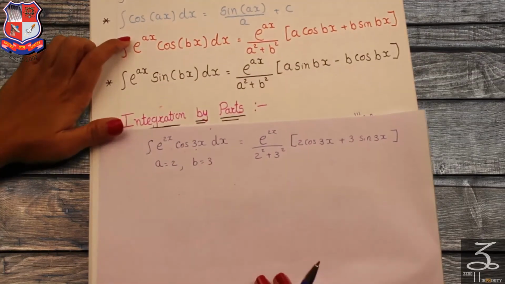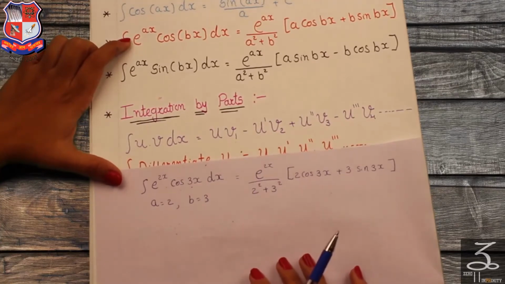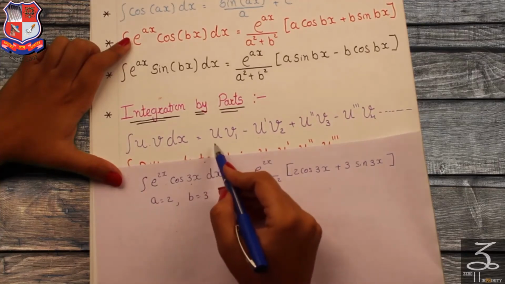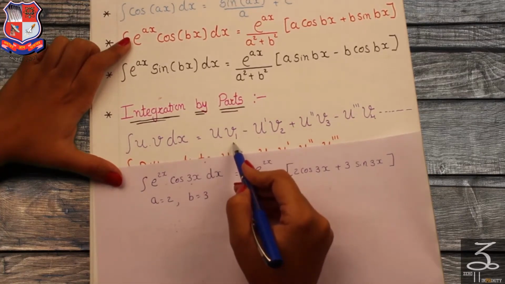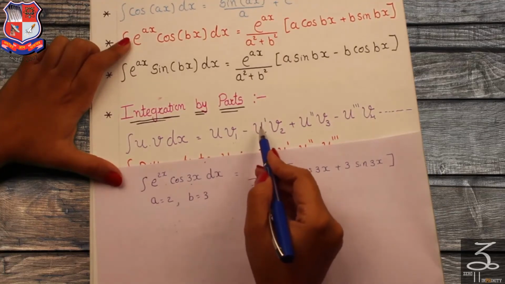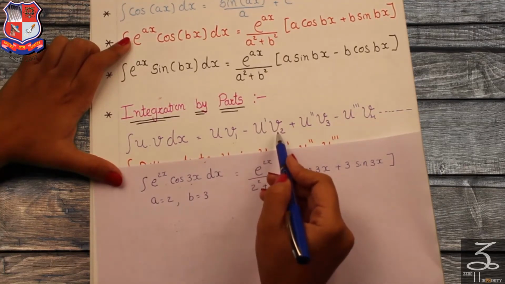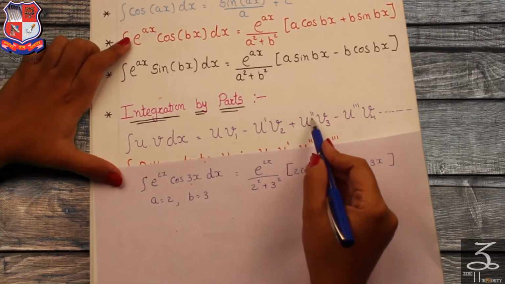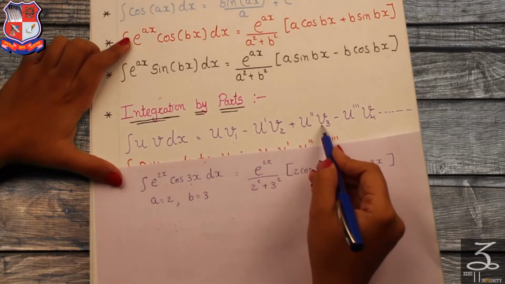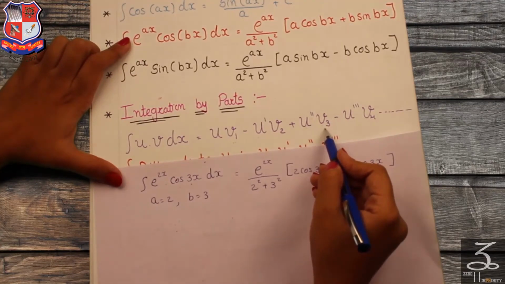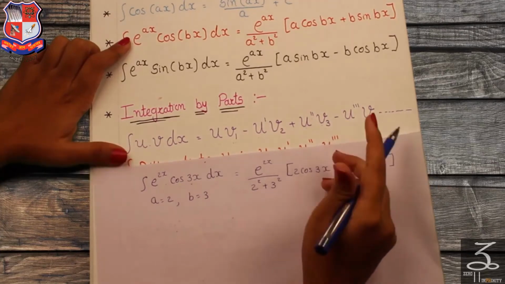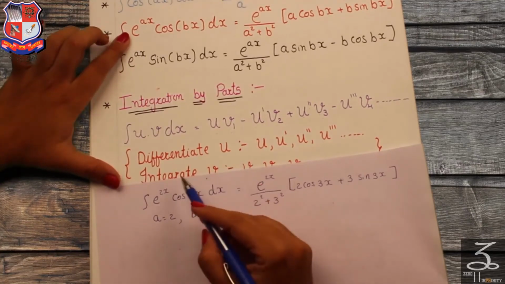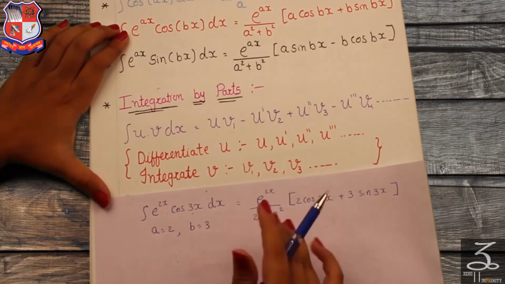If you want to integrate the multiplication of any two functions, we use integration by parts, that is integration of u into v dx is equal to u as it is, integration of v, that is v1, minus differentiation of u, that is u dash, into second integration of v, that is v2, plus double differentiation of u, that is u double dash, into triple integration of v, that is v3, minus, and so on the chain follows. It means you have to differentiate u always and you have to integrate v every time.